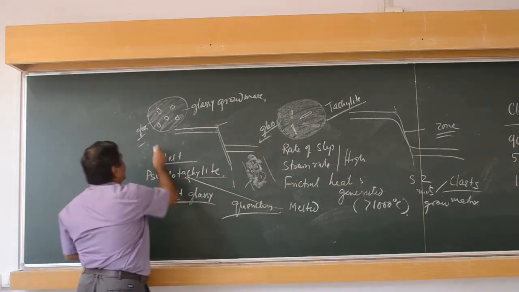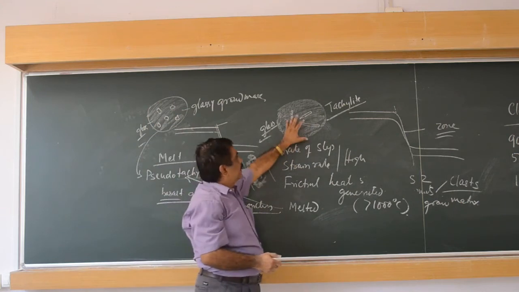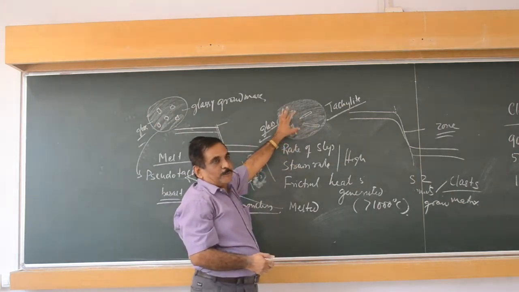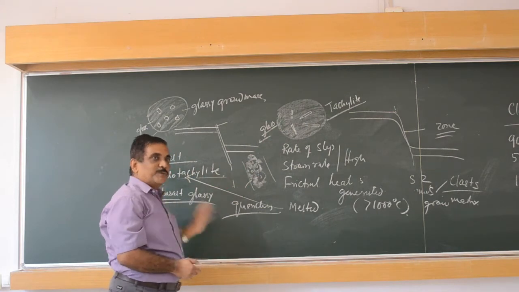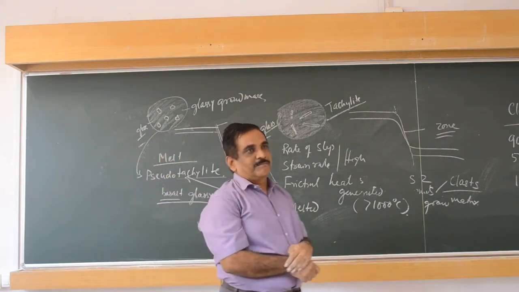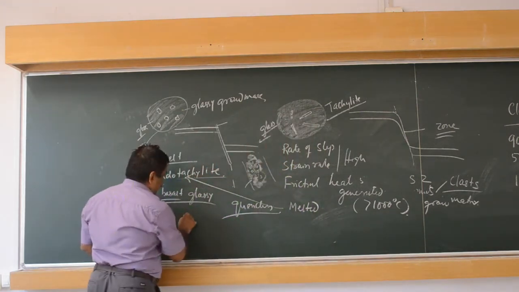So this is called a pseudotachylite. What is the difference between pseudotachylite and tachylite? Tachylite is a basaltic glass, whereas pseudotachylite is a fault glass. This is a glass produced in a fault because of high frictional heat. Remember, frictional heat.